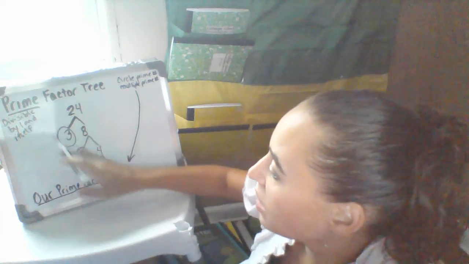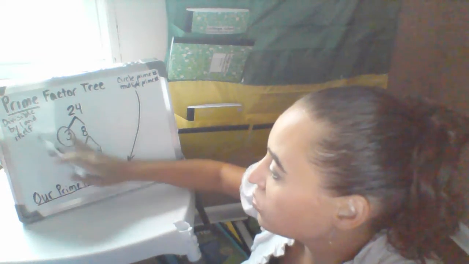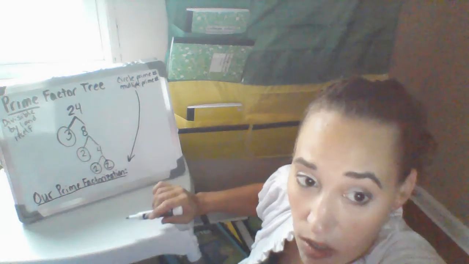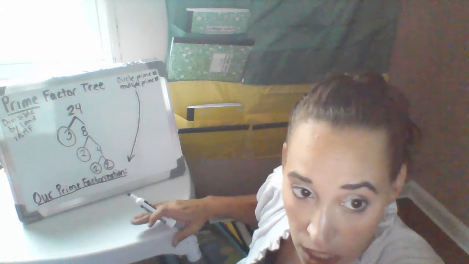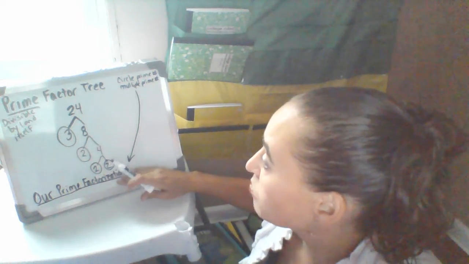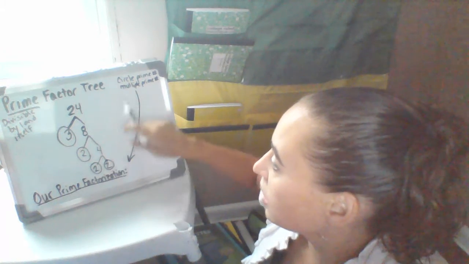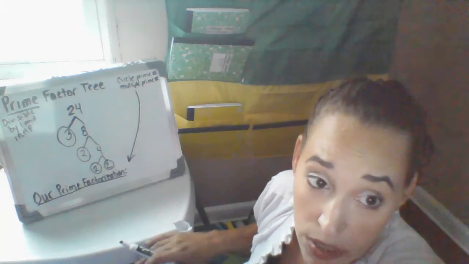Okay. So now I see all my end points are circled. That's why I keep it to the left until it gets to the bottom. I circle my bottom. I see everything is covered. I know my problem's done. So what is my next step? To find my prime factorization, I've got to multiply all of my prime numbers.